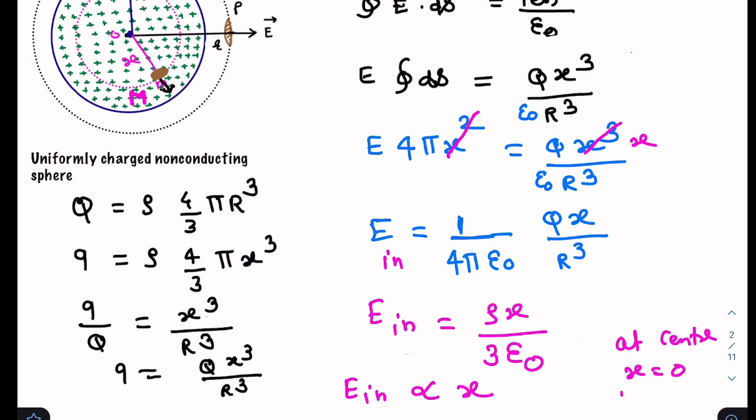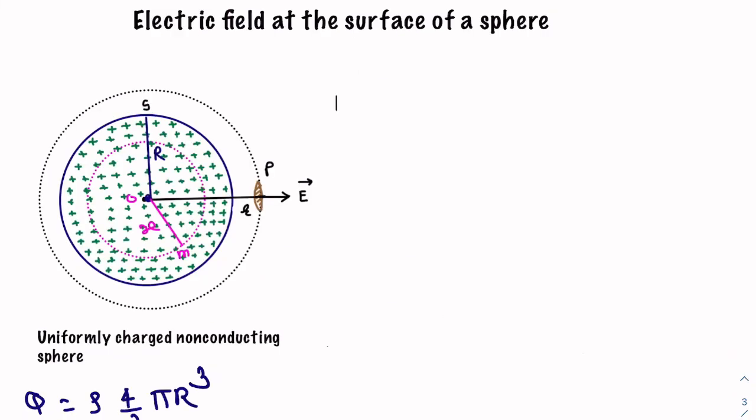At x equal to 0, the electric field is 0 at the center, but it is not 0 everywhere inside. It increases from the center to the surface, directly proportional to x up to the surface, and on the surface it is a maximum. Now what is the electric field intensity on the surface of this uniformly charged solid sphere?